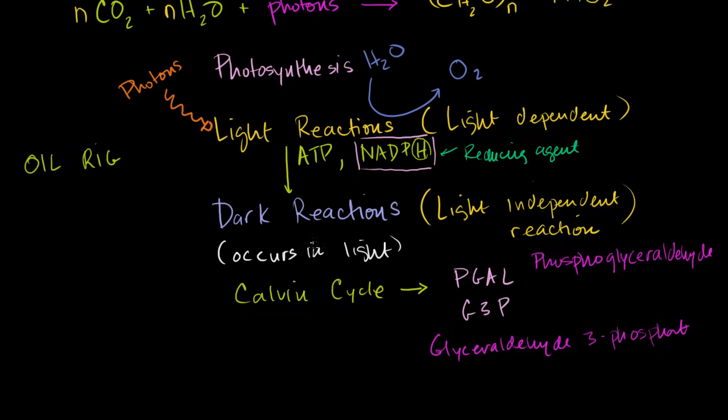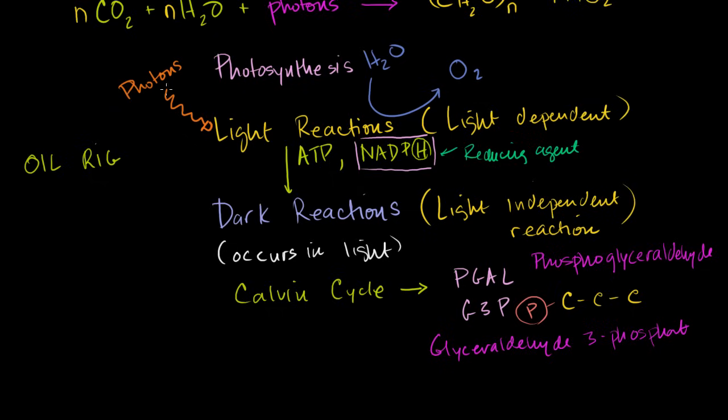Same exact molecule. You can almost imagine it as, this is a very gross oversimplification, three carbons with a phosphate group attached to it. But this can then be used to produce other carbohydrates, including glucose. If you have two of these, you can use those two to produce glucose. So let's just take a quick overview again, because this is super important. I'm going to make videos on the light reactions and the dark reactions. Those will be the next two videos I make.